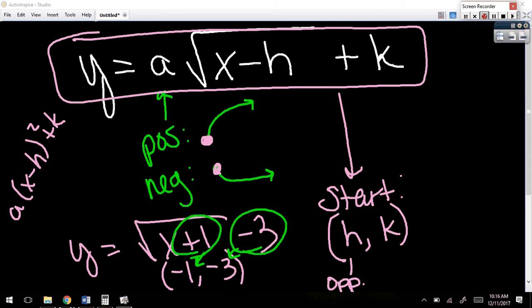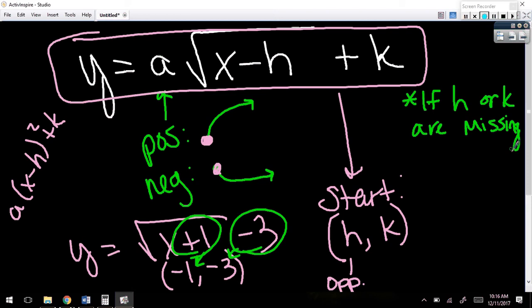If H or K are missing, what do you think they are? Negative 1 or positive 1? Zero.